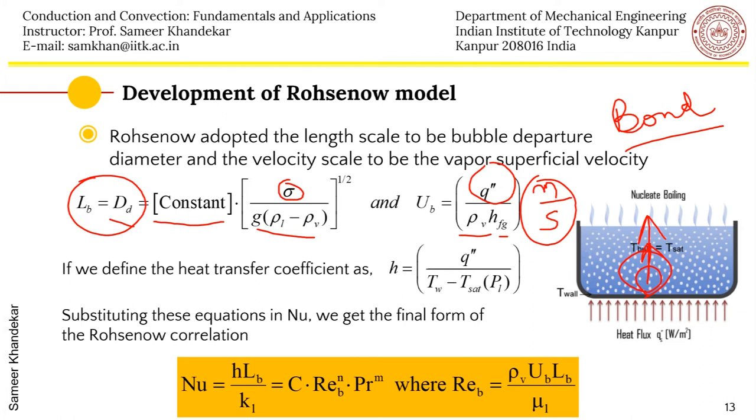The Prandtl number is already known to you. So you put this Reynolds number here so that you can get the Nusselt number for pool boiling. So when Rosenau did this experiment, you can do this, and you will derive this equation by substituting the Reynolds number. And you will see that for water, R is equal to 0.33 and S is equal to 1.7.